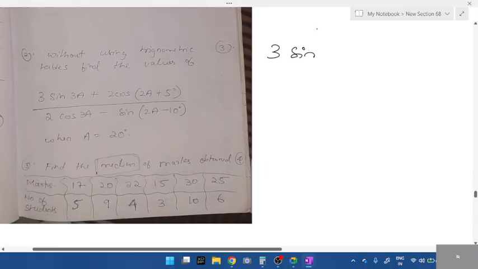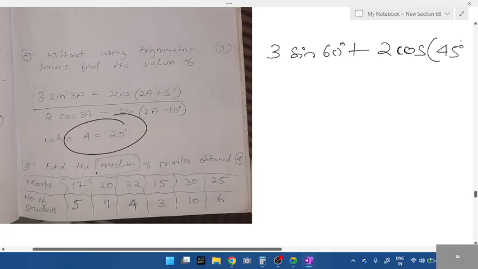I'll write it directly. What is 3 into 20? A value will be given. Remember, whenever they give a value like this, 5 degrees, 10 degrees, they'll give you a value. What is 3 into 20 plus? This is how you have to do it in exam. Cos 2 into 20 is 40. 40 plus 5, 45, right?